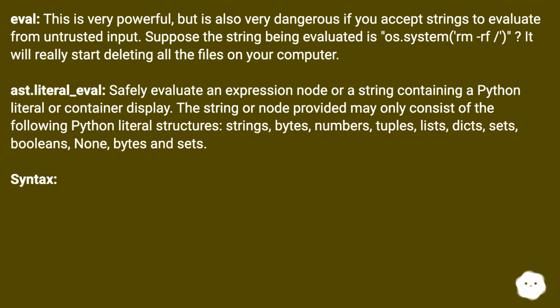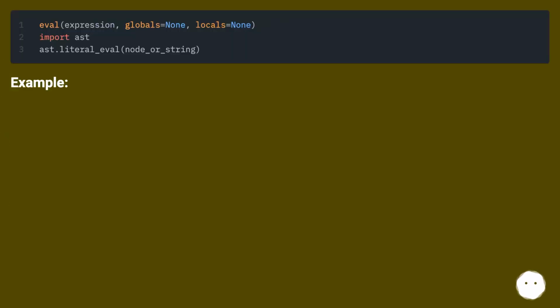ast.literal_eval. Safely evaluate an expression node or a string containing a Python literal or container display. The string or node provided may only consist of the following Python literal structures: strings, bytes, numbers, tuples, lists, dicts, sets, booleans, and None. Syntax. Example.